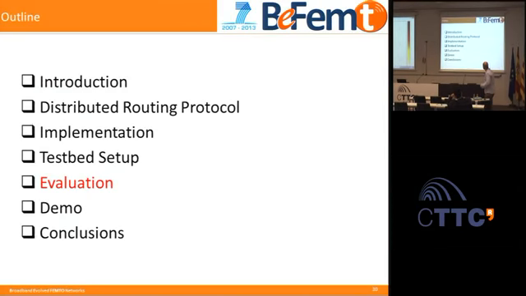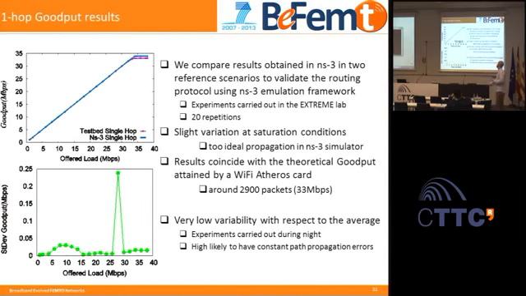And let's start with some reference scenarios that we tested to validate the implementation of the routing protocol. We make a very simple setup on a single hop topology, and we compare the results with those attained by NS3, so that this graph represents the throughput that we can attain at one single hop with two home eNodeBs connected.